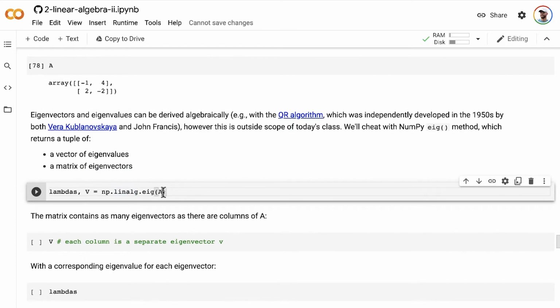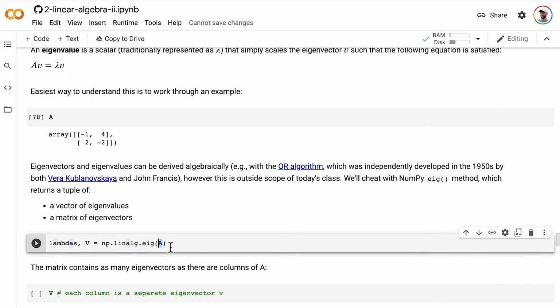We pass in our matrix A, the matrix that we want to find the eigenvectors and eigenvalues for, and we pass it into this eig method, which is in the NumPy linalg, linear algebra module. And because it returns this tuple, I have this lambdas ready to receive the vector of eigenvalues that comes out of the method. And then I have this V, capital V, ready to receive the matrix of eigenvectors. So let's run that cell.